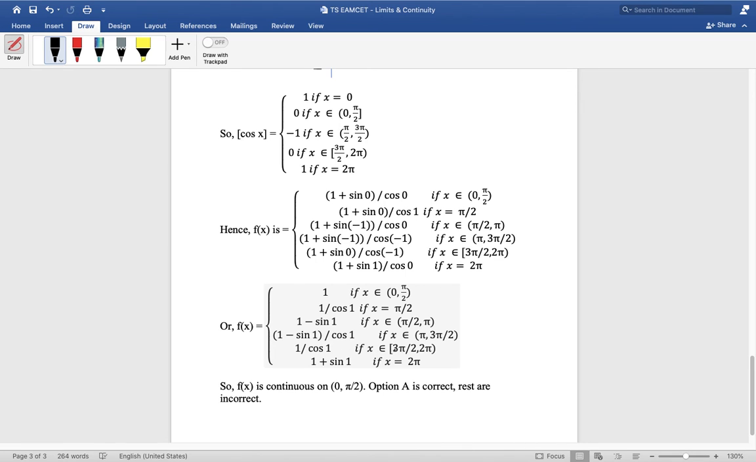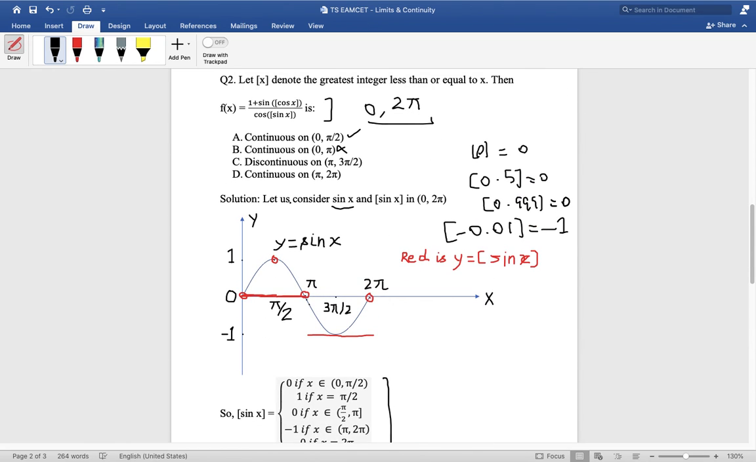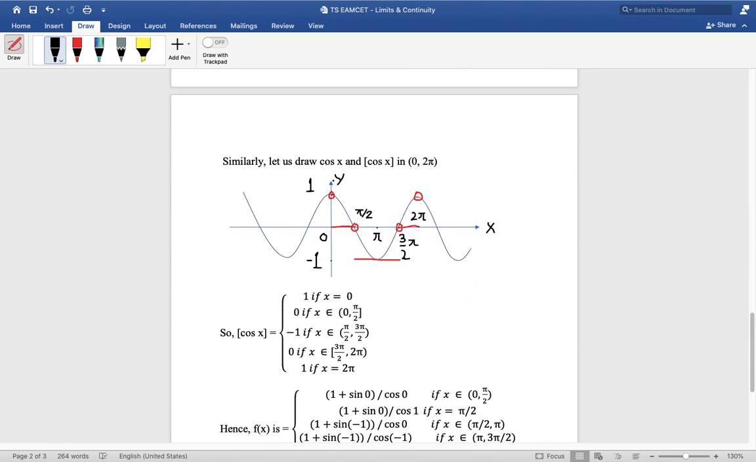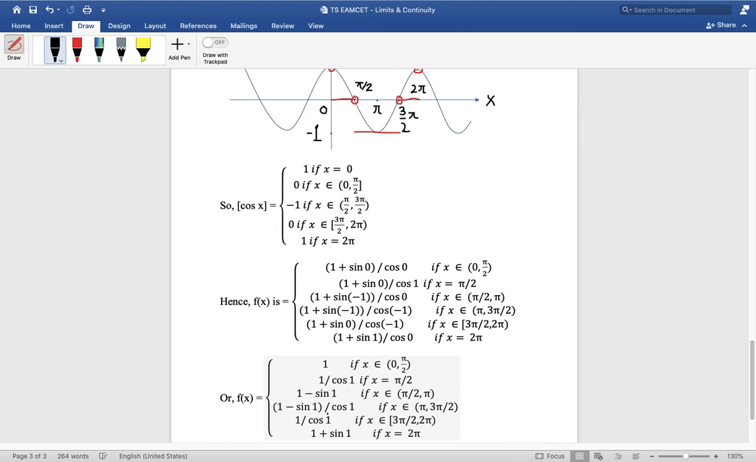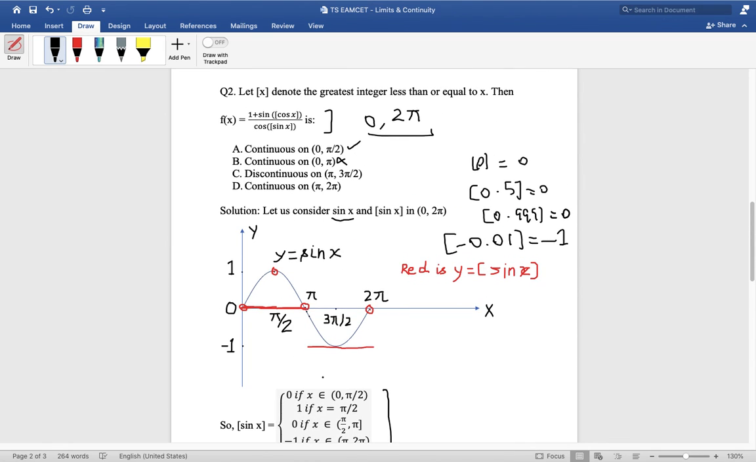Similarly, I have done it for 3 pi by 2 to 2 pi and x equals to 2 pi. This will be the definition of function fx. So as you can see, fx is continuous on 0 to pi by 2. Option A is correct, rest are incorrect. What is the rest of the options? Let us look at D first. Continuous on pi to 2 pi? No, because the value has changed. Because the value has changed, all of a sudden it's not continuous. So D is also incorrect.